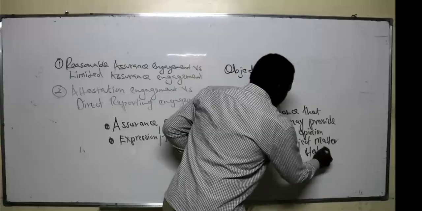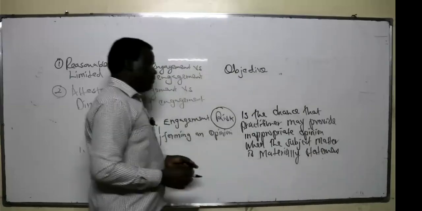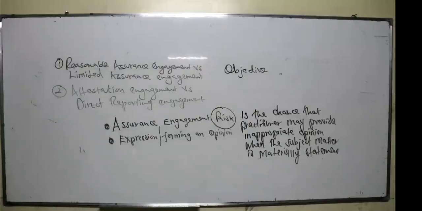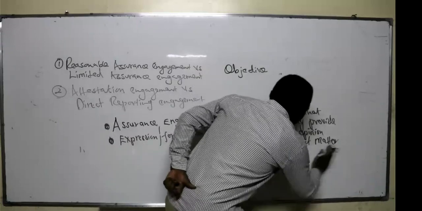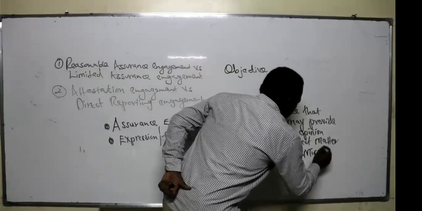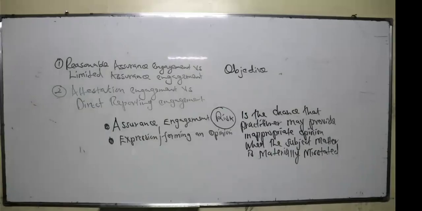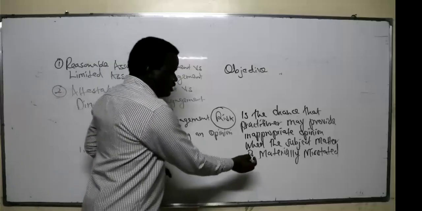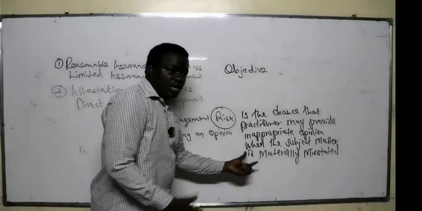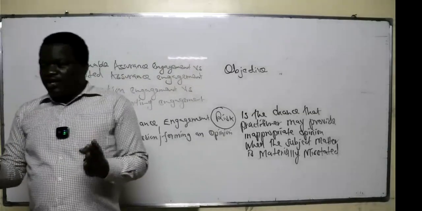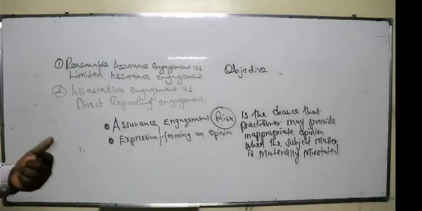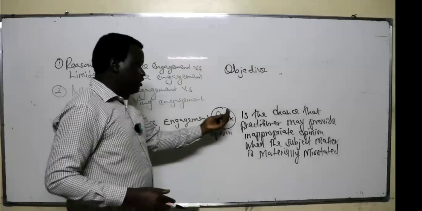So that's what we mean by the term engagement risk: the chance that the practitioner may provide an inappropriate opinion when the subject matter is materially misstated. And what causes these material misstatements are errors and what? Fraud. Errors and fraud. So there's a possibility he may fail to detect errors and fraud contained, for example, in the financial statements, hence providing a wrong opinion.